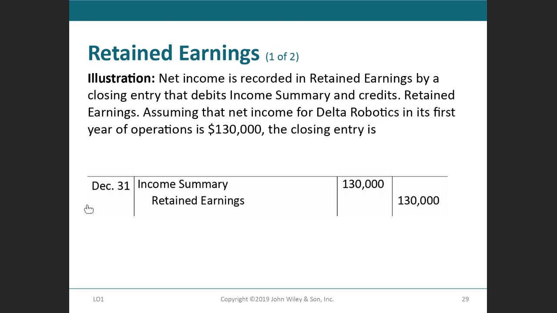So that is the $130,000 income. Net income is recorded in retained earnings by a closing entry that debits income summary and credits retained earnings, assuming that net income for the year is $130,000. So there is no mystery here. You know where this comes from. You know all the steps.